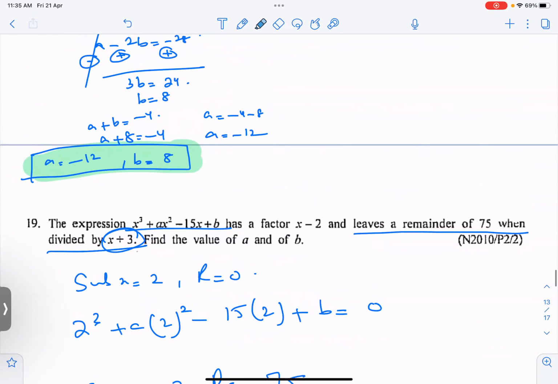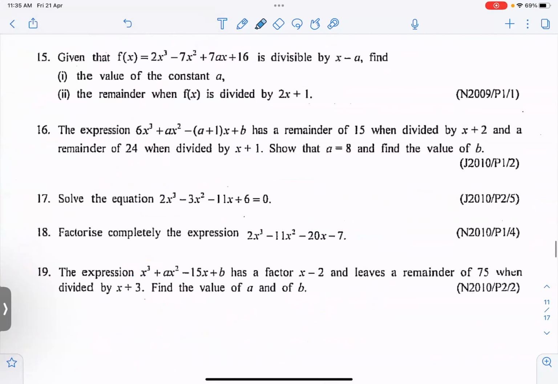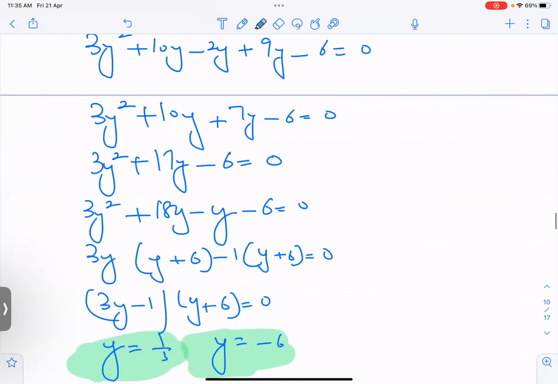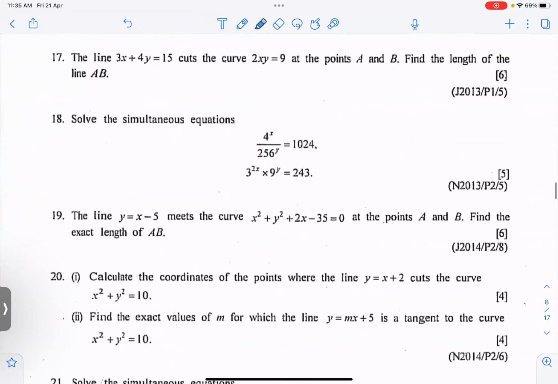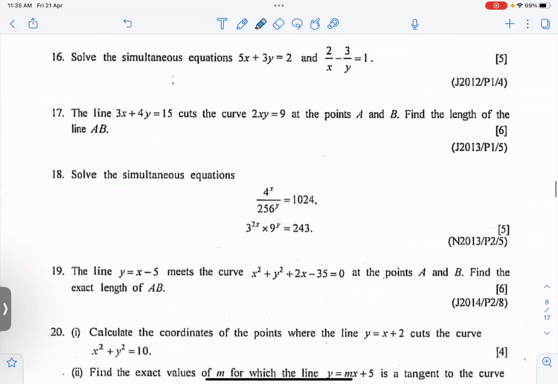Now I want to do third and indices as well. Okay, let me do this question.